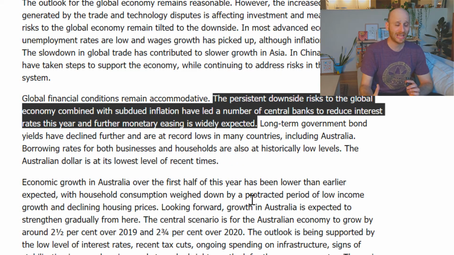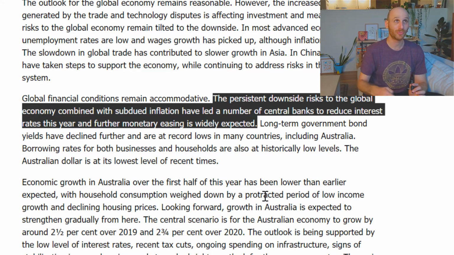So if we move down to the next paragraph, you can see here that the persistent downside risks, so persistent, ongoing downside risk, things could get worse. They could go downhill rather than, well, improving and going uphill, right? So what it says is the persistent downside risks to the global economy combined with subdued inflation, so subdued, weak, sluggish, not rising, subdued inflation have led a number of central banks to reduce interest rates this year, and further monetary easing is widely expected.